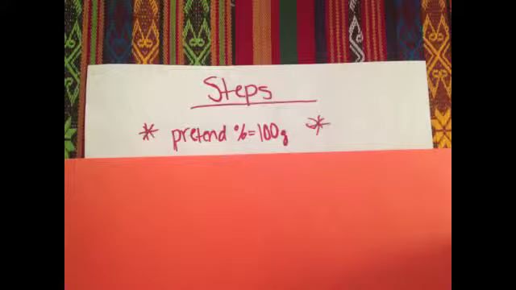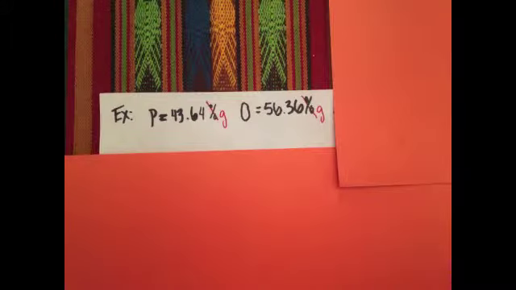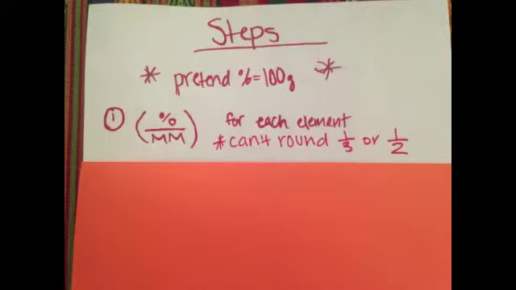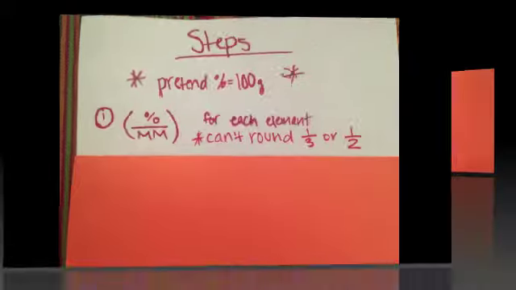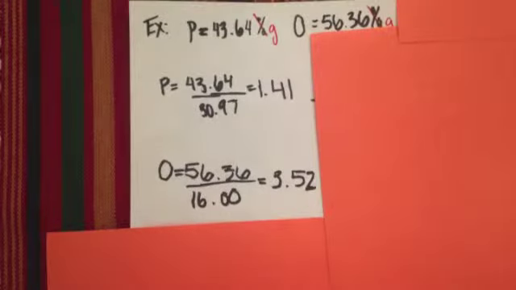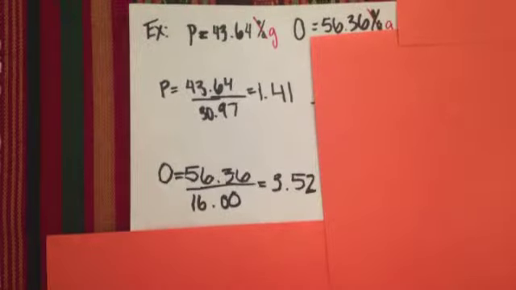The most important tip when finding the empirical and molecular formula is to pretend that the percent given in the problem equals grams. So the first step for finding the empirical formula would be to divide the percent given of the element by the molar mass of the element, which is found on the periodic table. Something to remember is that you can't round if you get 1/3 or 1/2 as an answer.